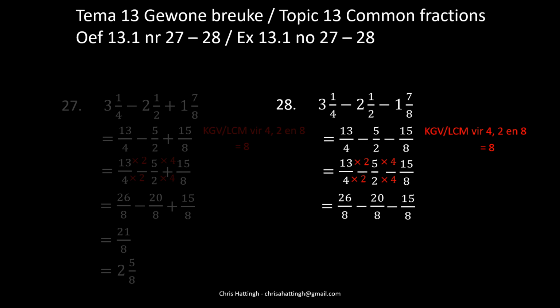So 26 minus 20 gives you 6. 6 minus 15 gives you minus 9/8. Converted back to a mixed number, it's going to be minus 1 and 1/8.